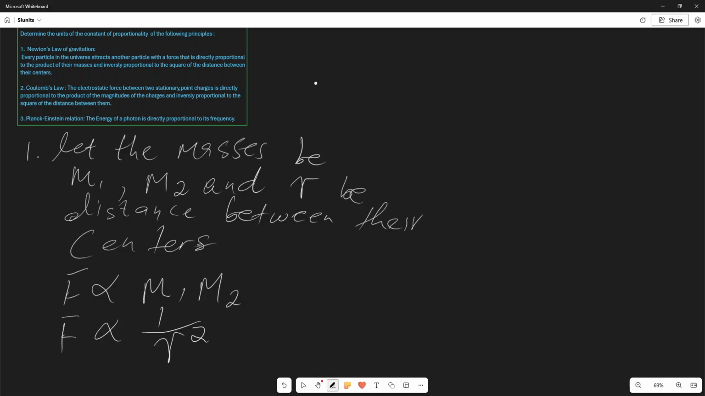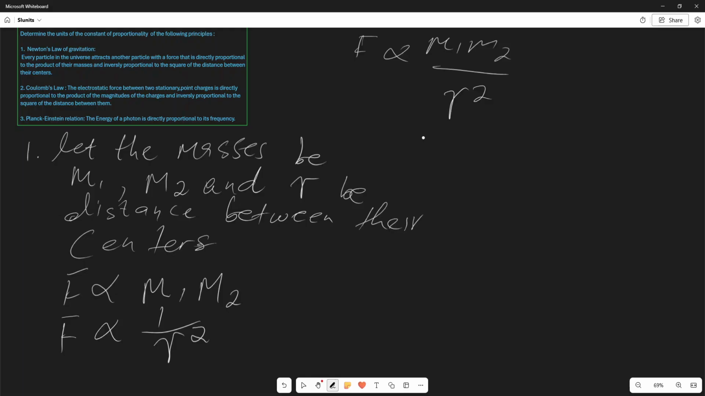And then this leads us to F being directly proportional to m1 m2 divided by what? By r squared. So that is direct proportionality to the product of the masses and the inverse proportionality with the square of the distance being the denominator. And then we will convert this to an equation. So we'll remove this proportionality sign or replace it with an equal sign.